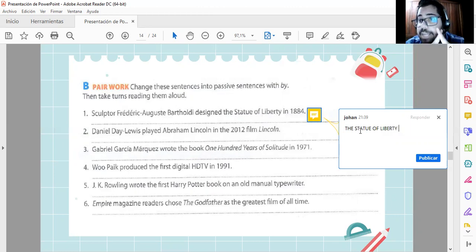Okay, we need the verb to be, right? This is the second step. So was or were? Well, the Statue of Liberty is in singular, right? So we say was. And if you go to the structure, we need the verb in third column. This is regular, so it is just to add ed. Design, designed, and this is right in past tense. So the Statue of Liberty was designed by whom? Well, by the sculptor. And we write the name. I'm not gonna write it because of the time. The sculptor, Frederick, and so on.